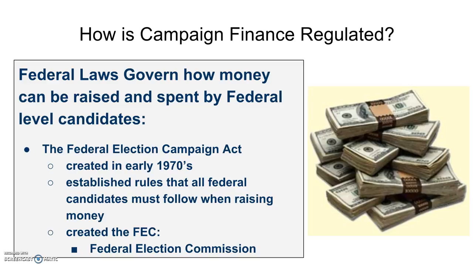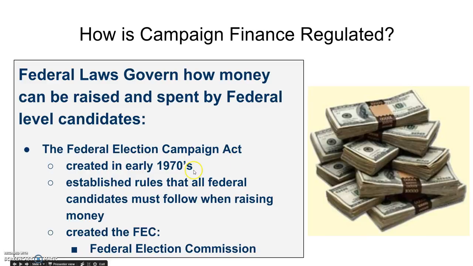So to help alleviate some of these problems that money introduces into campaigning and elections and running for office, the United States government has created some laws that govern how money can be raised and how money can be spent by federal level candidates, people running for president, people running for Congress and that kind of thing. The law that was created sort of encompasses all of these measures. It's called the Federal Election Campaign Act.